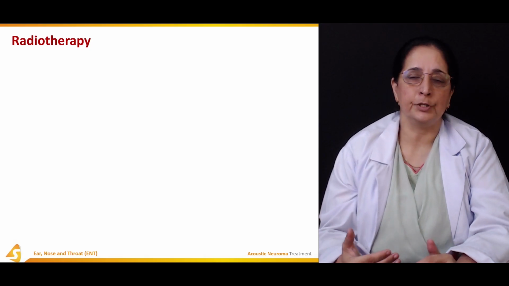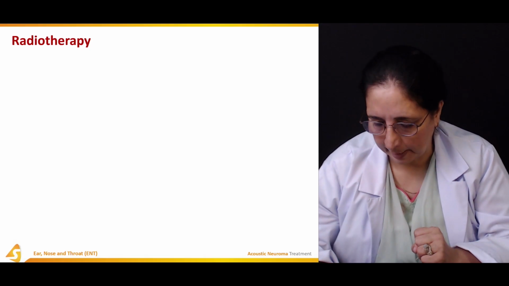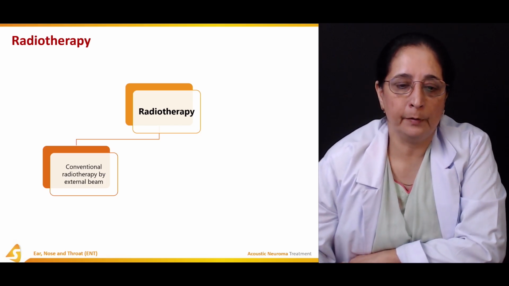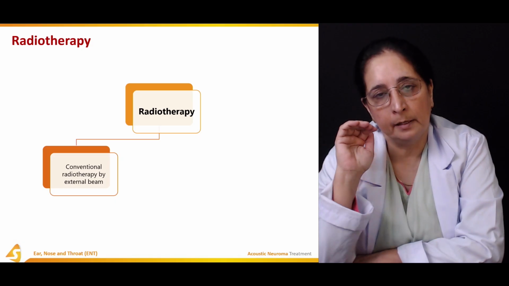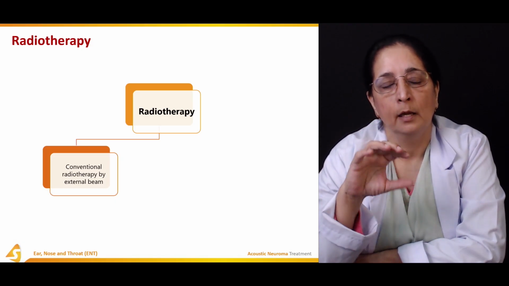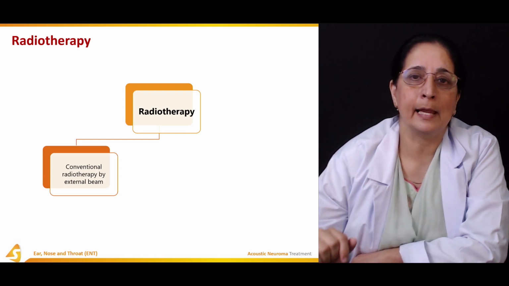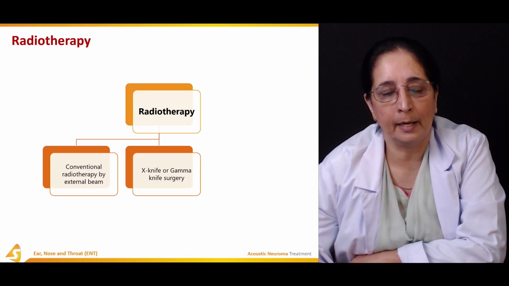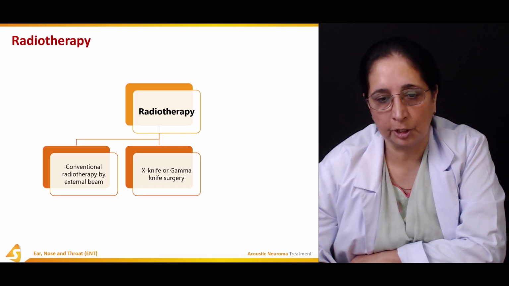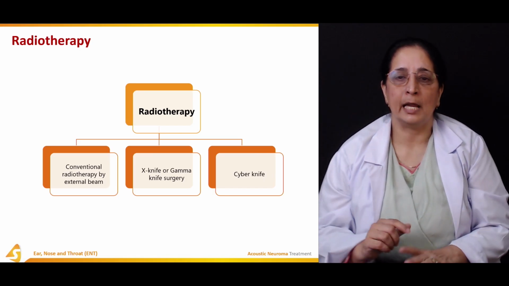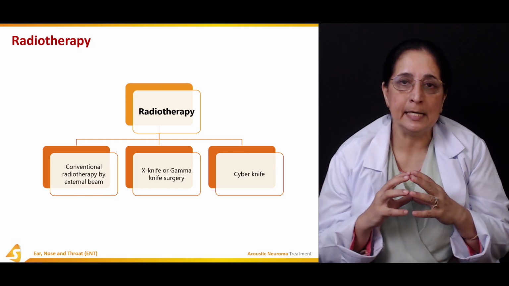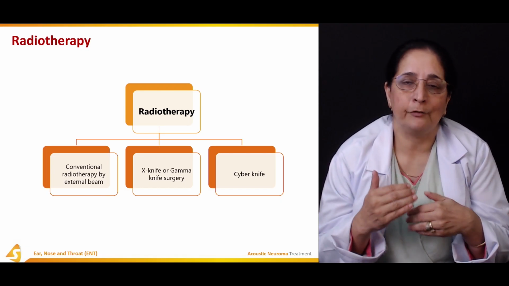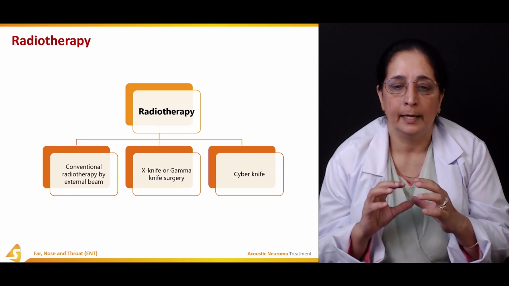The next treatment option for acoustic neuroma is radiotherapy, or treatment by radiation. It can be the conventional type of radiotherapy, which is by external beam, where radiation is given to the area which has the tumor. That's the conventional method of radiotherapy. Then another method to give radiotherapy is by X-knife or gamma knife surgery, and also cyber knife surgery. These have the ability to reach only that limited area which has the tumor, and can regress or shrink the tumor in that area.